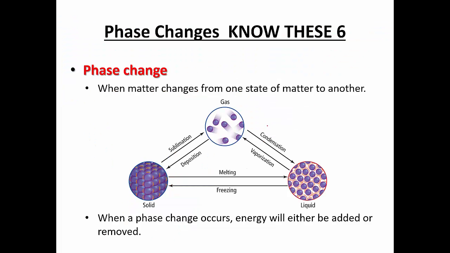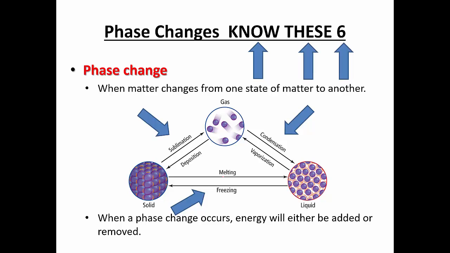There are 6 phase changes we need to know. We are very familiar with these phase changes, going from a solid to liquid to gas. Melting and freezing are very common terms that we know about, going from a solid to a liquid or liquid to a solid. Condensation and vaporization is going gas to liquid or liquid to gas.